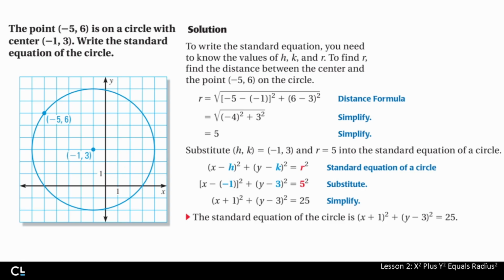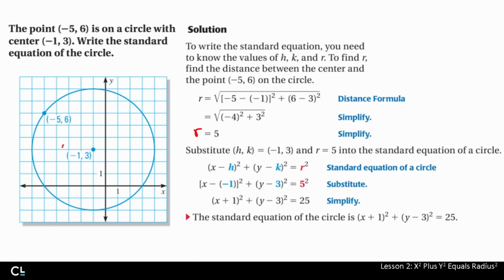It says to write the standard equation, you need to know the value of h and k and r. To find r, find the distance between the center and the point negative 5, 6 on the circle. So we set it up with our distance formula, right? We plug in our values, negative 5 minus negative 1 plus 6 minus 3, which is going to give me a negative 4 squared plus a 3 squared. We square them and simplify, and we get our answer to be 5. So our radius will be 5 in this example.